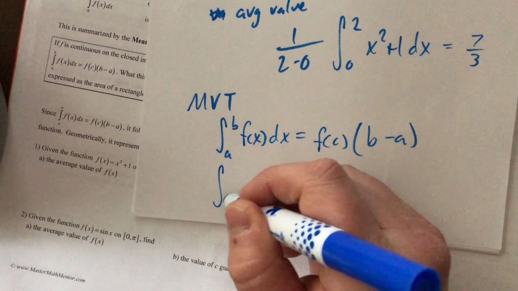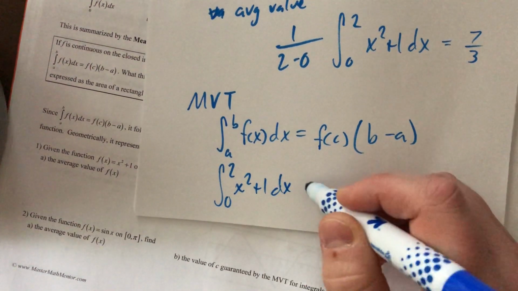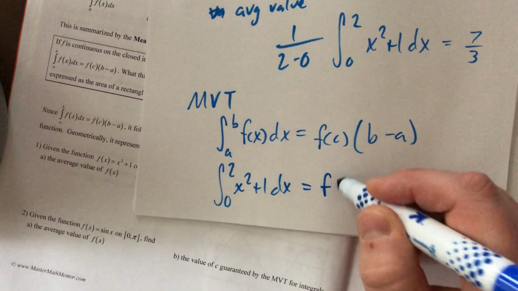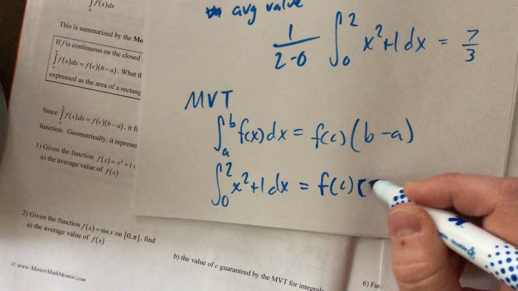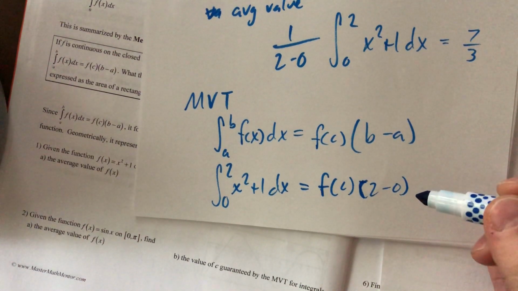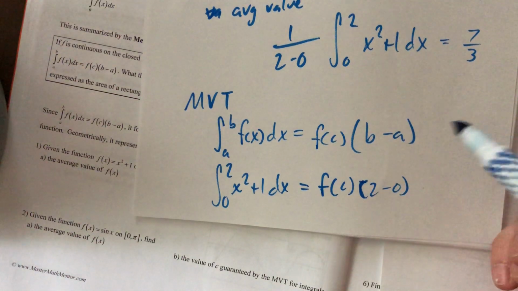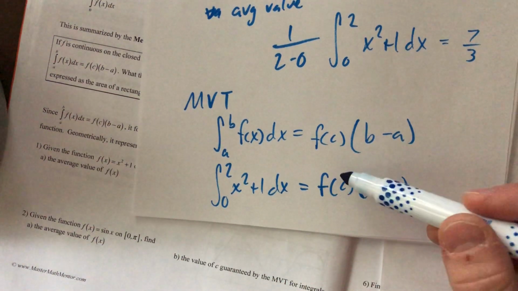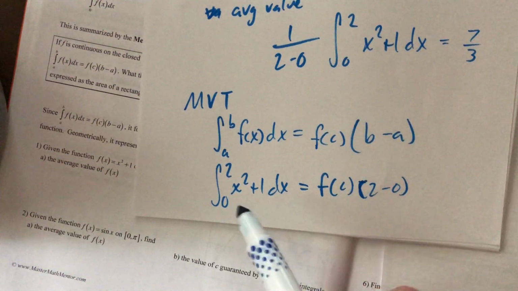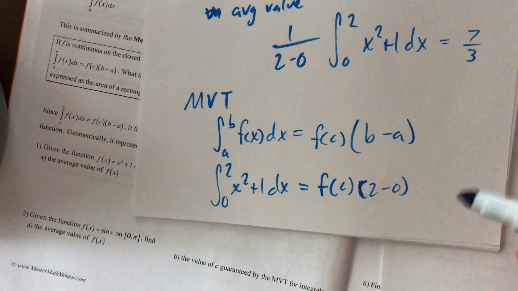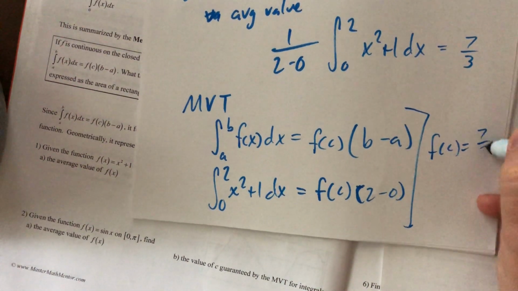So it's going to be from 0 to 2 of x squared plus 1 dx, and that's going to be equal to some f of c times b minus a. B minus a is 2 minus 0, which is just 2. And so if we're trying to find f of c, we're going to do this, right? And we're going to get 7/3. So when does f of c equal 7/3?